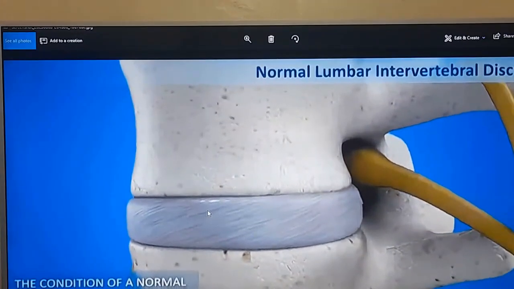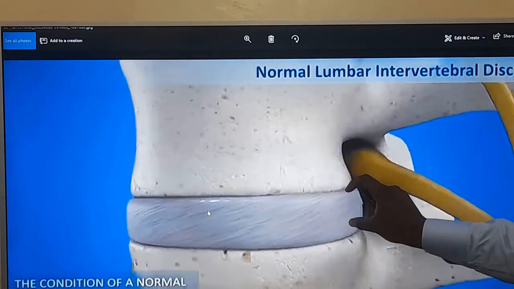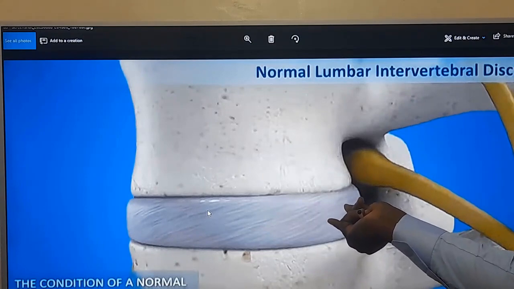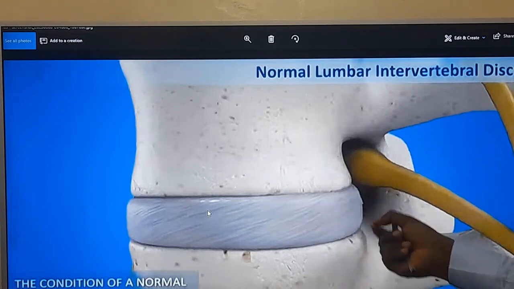In a situation whereby there is a case of lumbar herniation, that's when there's a leakage of this liquid. That is what causes this nerve to get compressed, and that is where we say a disc herniation has taken place.